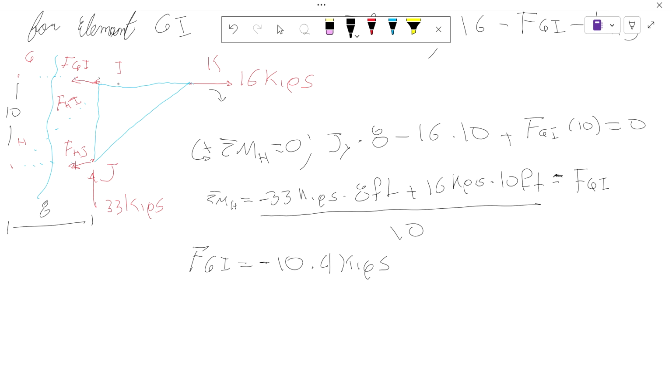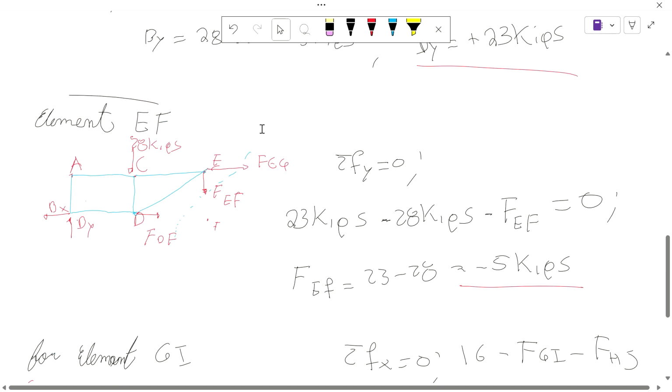So that means that is another force in compression. Okay, very well. So in that case, they asked us to find the force from G to I and the force from E to F.